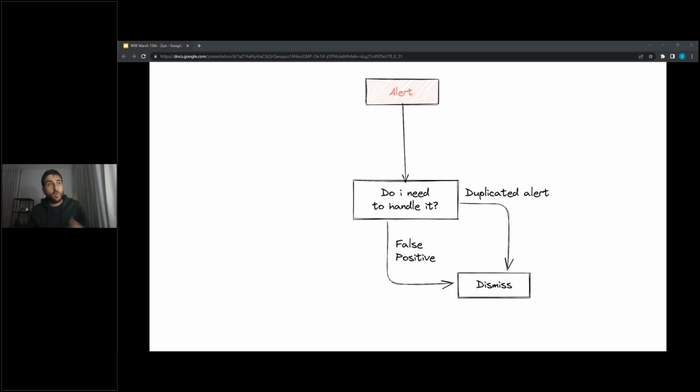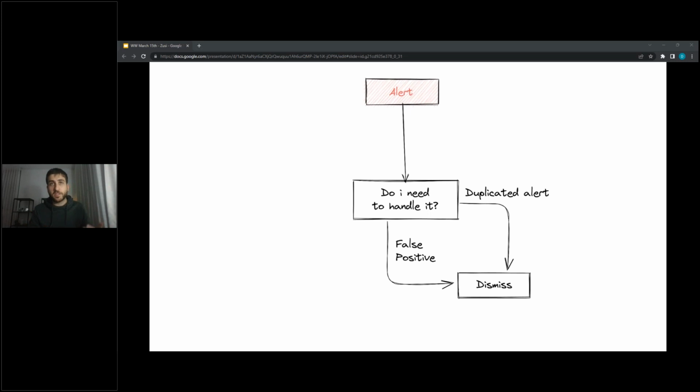And when I want to actually understand this phenomenon, I did what every good engineer does, and I created a flowchart of something I don't understand. And we started building that flowchart in order to understand the process, right? So, do I need to handle it? Maybe. It could be a false positive, it could be duplicated. Let's say it's not, right?